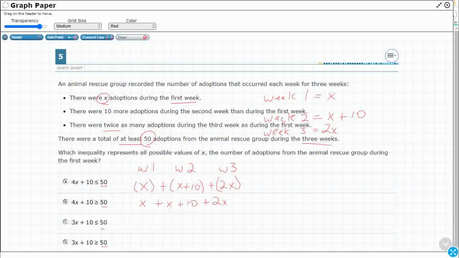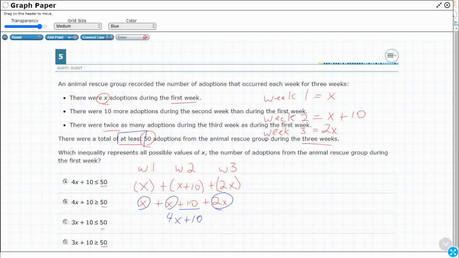Well, how many X's do I have? Let's change the color to see. I need to start combining X's. I've got 1, 2, 3, 4. Right? So I've got 4X. And then what do I have left? I've got this plus 10. That's the only constant I've got there that's not connected with a variable. So I've got 4X's and I've got a plus 10. And then it says at least 50.